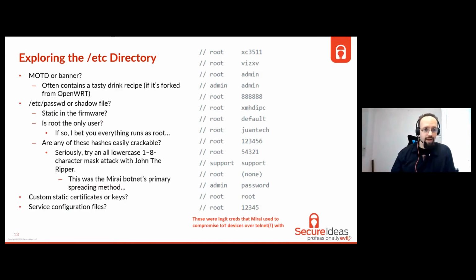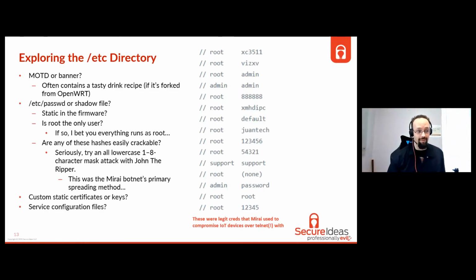Underneath the etc folder, you're going to want to look at the message of the day and banner if there's one. Sometimes these will have drink recipes, or it can be some sort of internal dev thing. Next, check to see if there's a passwd or a shadow file. This is where user accounts and passwords are stored. If this is static in the firmware, that means these logins should work across the entire ecosystem if you can crack them.